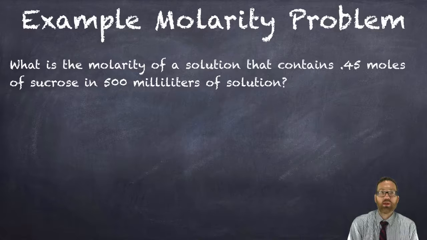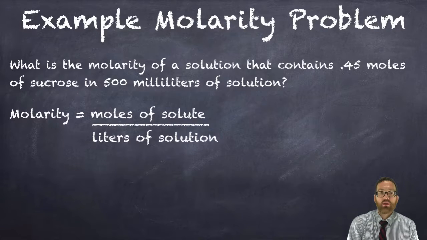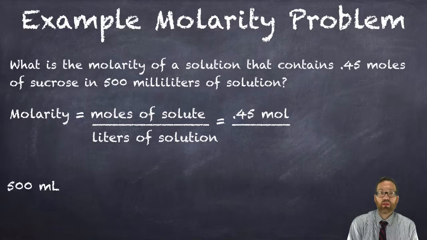So here's an example problem. What is the molarity of a solution that contains 0.45 moles of sucrose in 500 milliliters of solution? So we'll rewrite the formula, moles over liters. They say we have 0.45 moles, and we need to divide that by liters of solution. The problem is they didn't give us liters, they gave us milliliters. So we need to do a conversion.